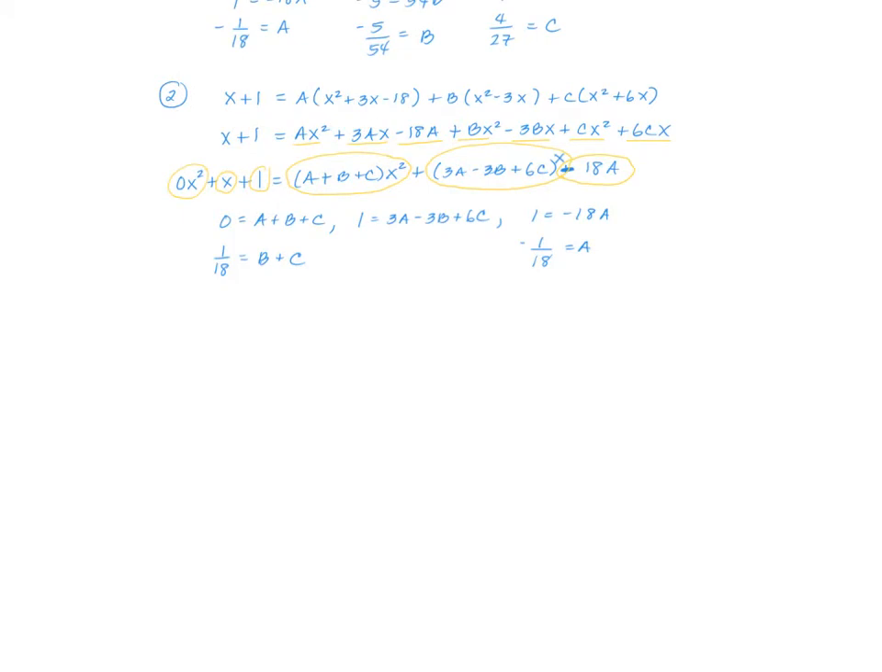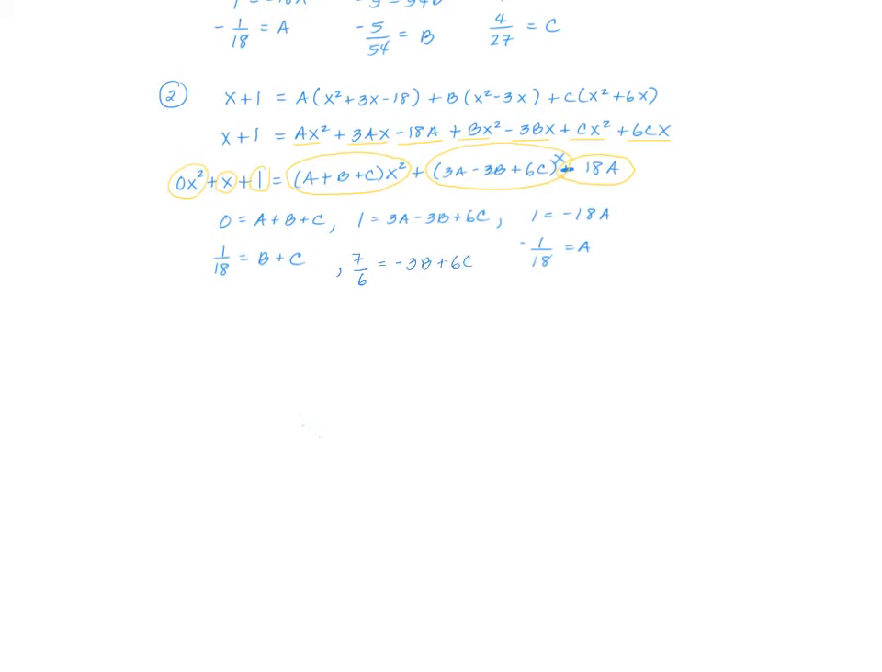My pen died. Okay, my pen is back working again. If I put in negative 1 over 18, adding it to both sides, I'll have 7 over 6 equal to negative 3b plus 6c.